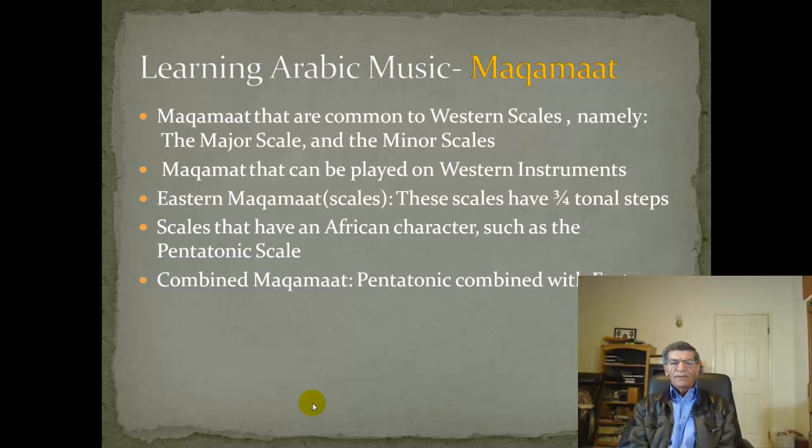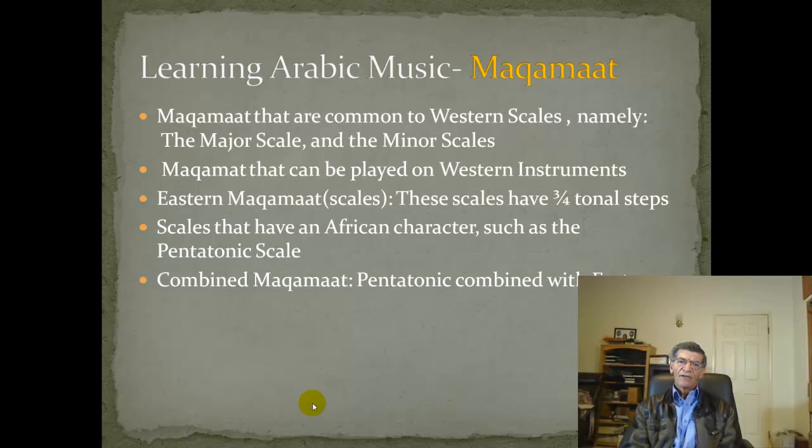We have arbitrarily divided maqamat into 5 different categories. First one are maqamat that are common to Western scales, namely the major scale and the minor scales. The second one would be maqamat that can be played on Western instruments. Third one would be Eastern maqamat, or scales and modes, and these are the ones that have 3/4 tonal steps in their structure. The fourth category would be scales that have an African character, such as the pentatonic scale. And then the last one would be the combined maqamat.